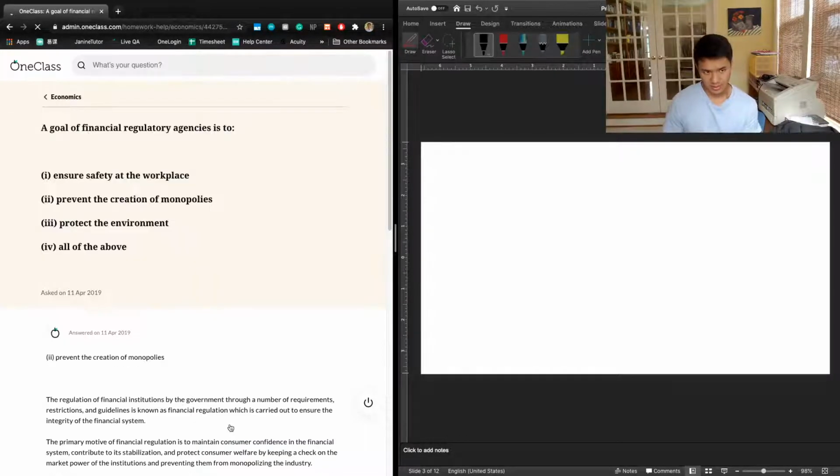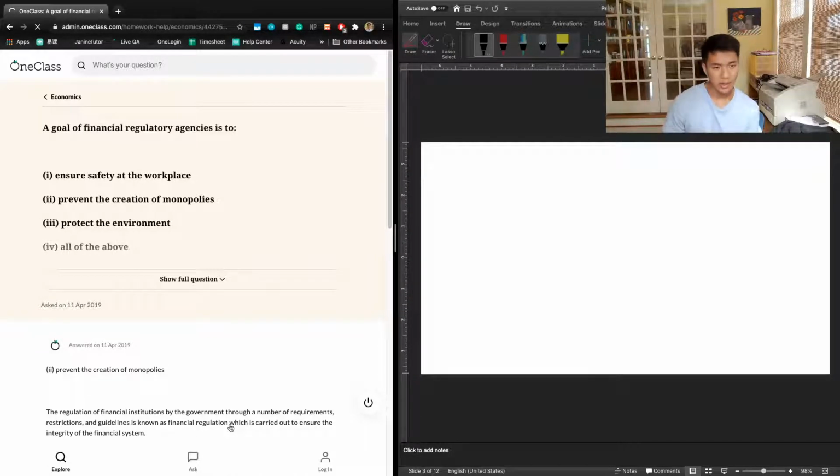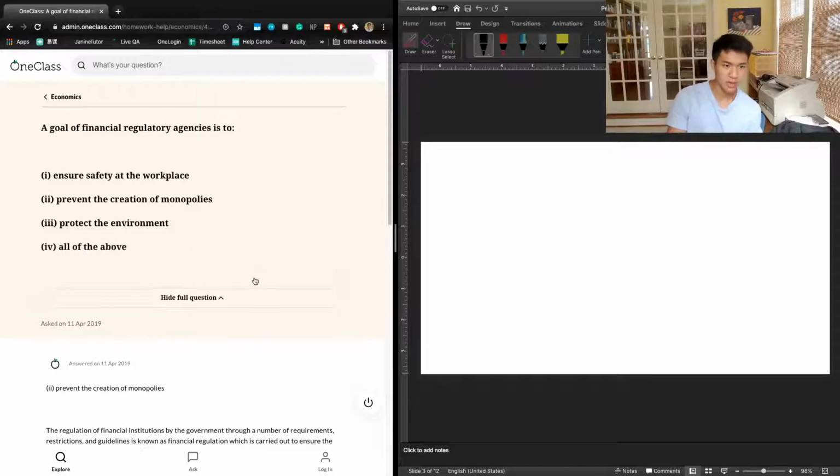The next question says, a goal of financial regulatory agencies is to 1. Ensure safety at the workplace, 2. Prevent the creation of monopolies, 3. Protect the environment, and 4. All of the above.